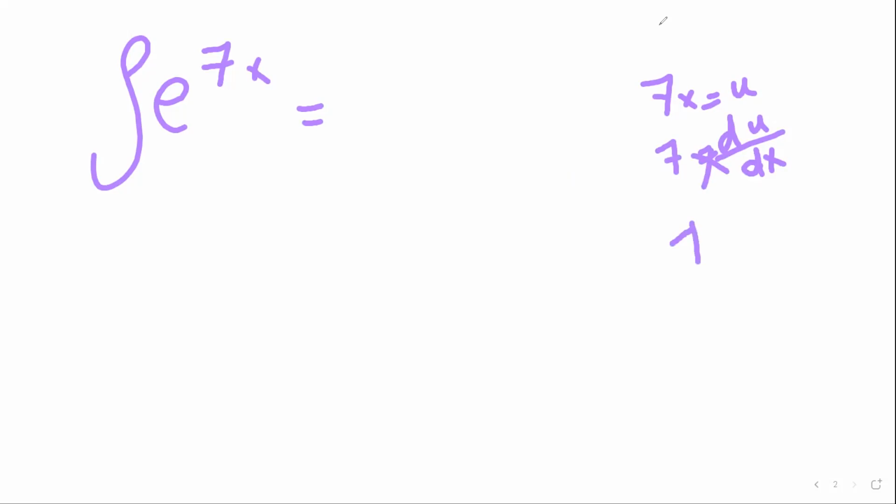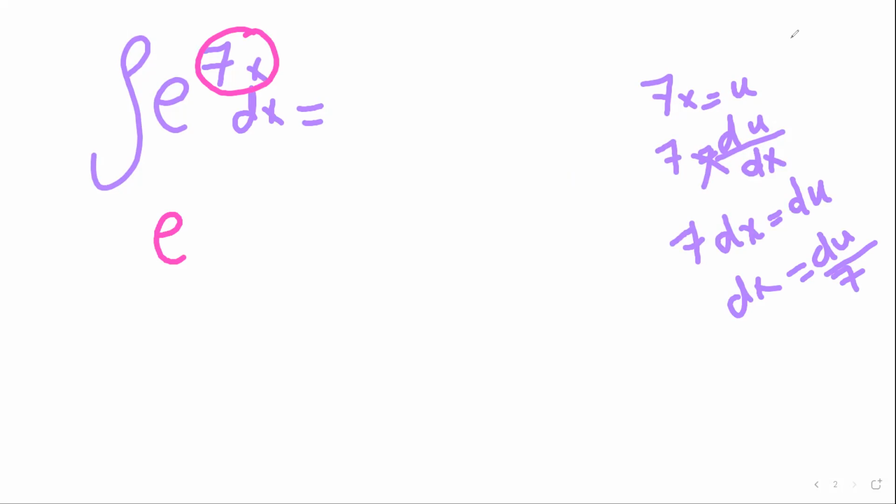Then the cross product, it will be 7 dx equals du. Then dx equals du over 7. Then let's come back here now. So e to the power 7x, I replace it as e to the power u. And dx, we replace it with what? du over 7.